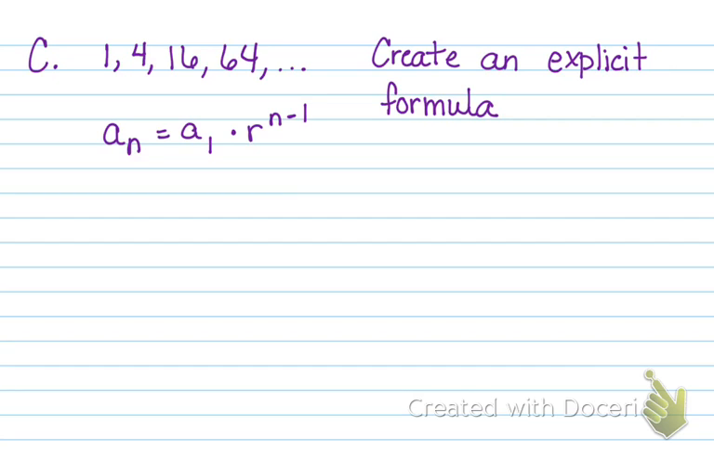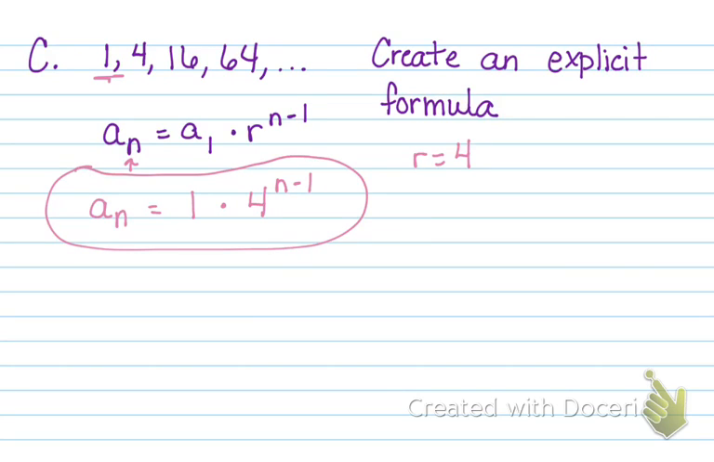So we're going to start with our explicit formula, our general formula, and we're going to plug in what we need. We already know that our r is 4, and we already know that our first term is 1. So we're not going to put anything here because this is a general formula. We're going to keep it a sub n. We're going to put 1, and this is important: you have to put that first term, even if it's 1. And then times our r, which is 4, and then we're going to leave it as n minus 1. So this would be our explicit general formula for this pattern. For this pattern only, but it is an explicit formula.